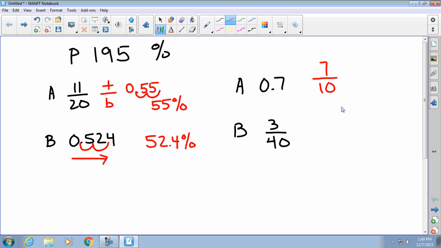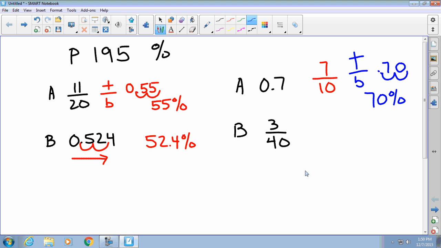And then we want to take 7 over 10. Again, same thing. If we write it as a fraction, we can turn it into a percent by doing the top divided by the bottom. 7 divided by 10 is going to be 0.7, and we're going to take 0.7 and move our decimal over 2 places. So 0.7 becomes 70%.